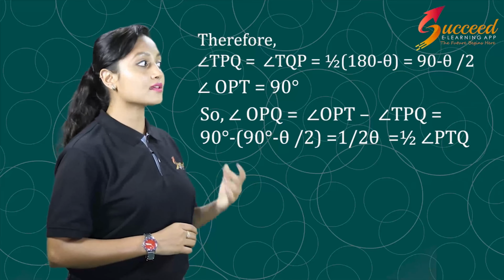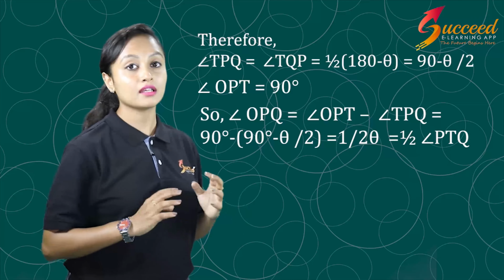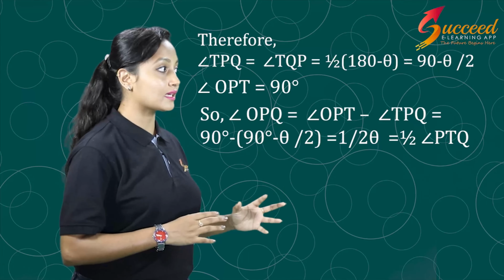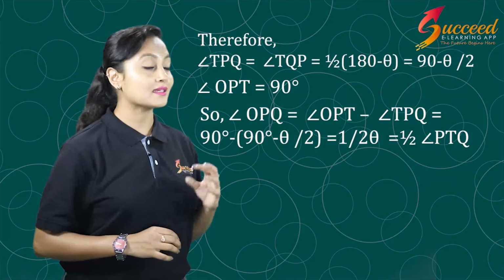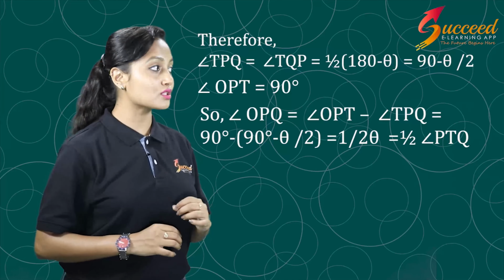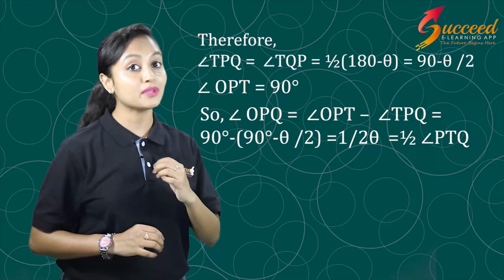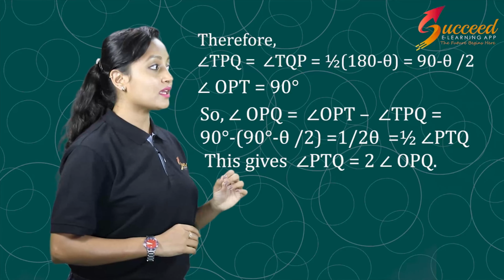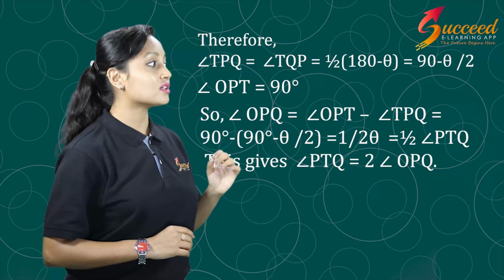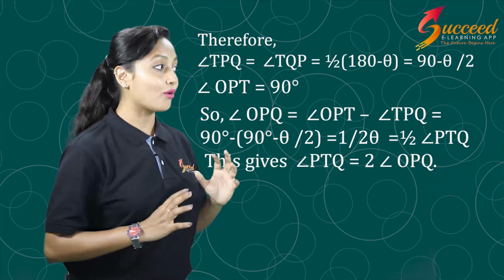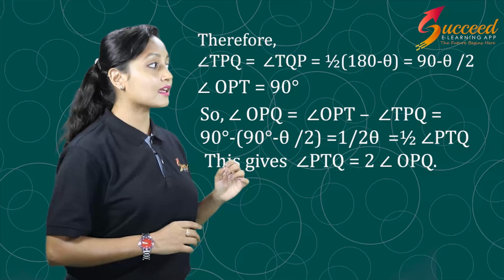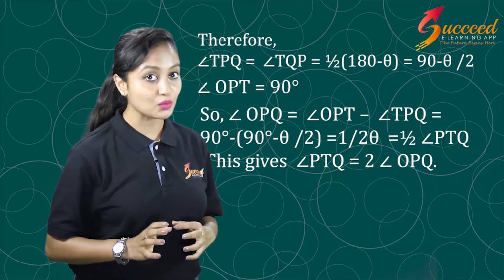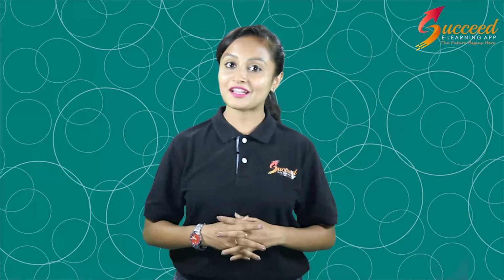So, we have already assumed that theta is equal to angle PTQ. When we substitute that here, we get angle OPQ is equal to half of angle PTQ. By cross multiplying, you can write it as angle PTQ is equal to 2 into angle OPQ, and hence the answer is arrived.